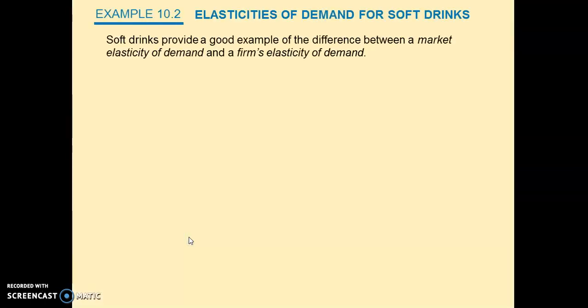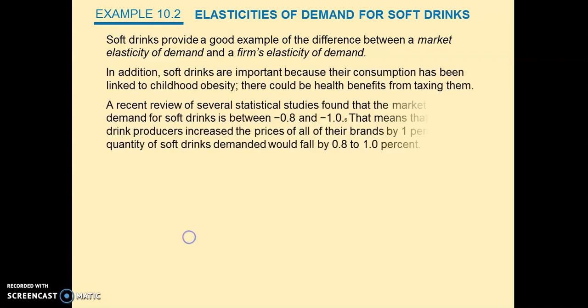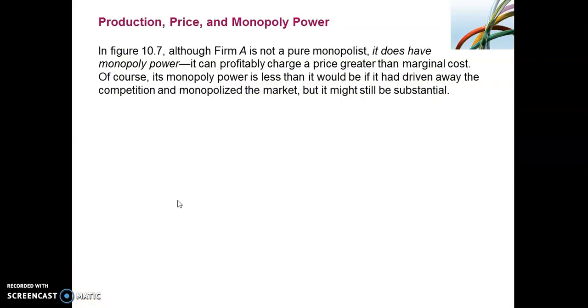Now, the next example, 10.2, deals with elasticities of demand for soft drinks. Again, you can read through this example to understand how we can use elasticities of demand. The last sections we will look at deals with production price and monopoly power.